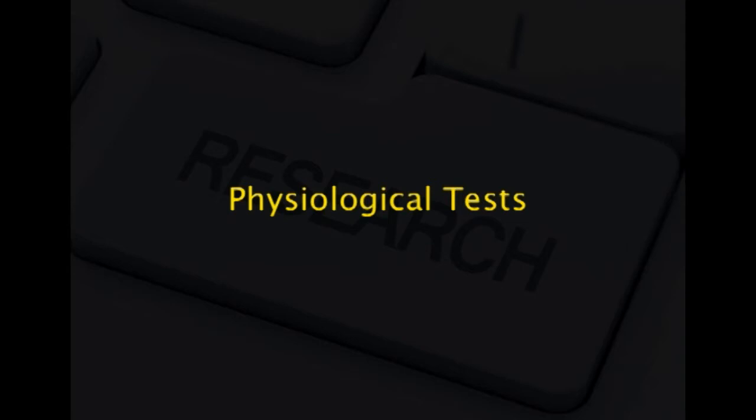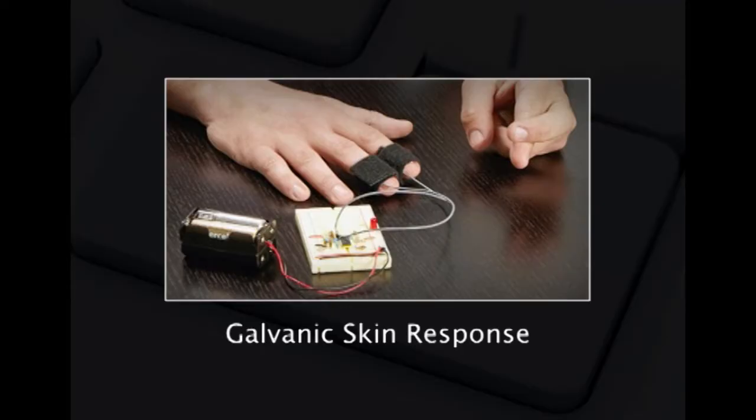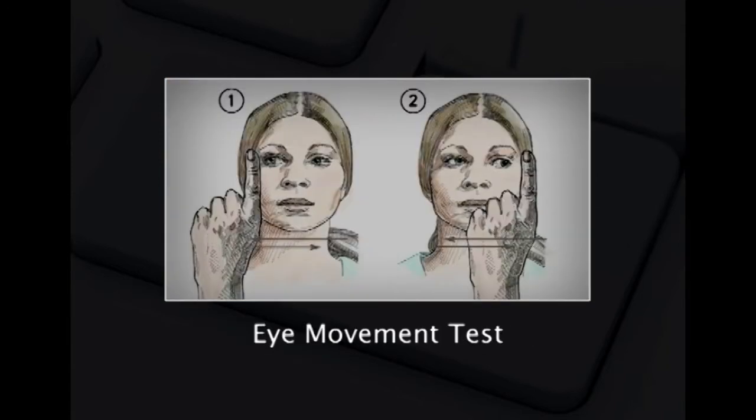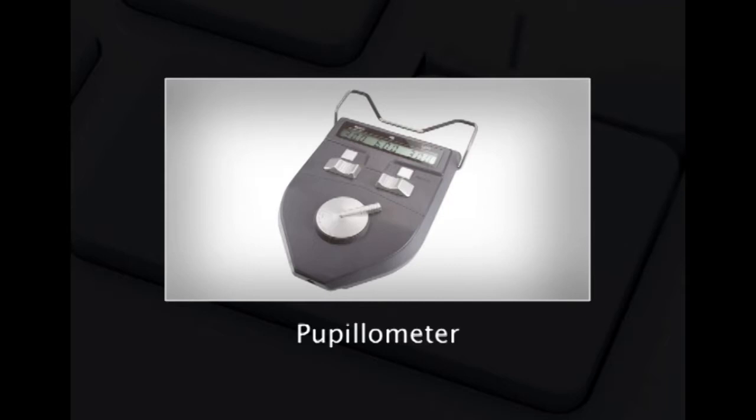Next is physiological tests. Tests are obtained using special laboratory equipment which records individuals' physiological response to the ads. Examples: galvanic skin response, eye movement test, pupillometer.